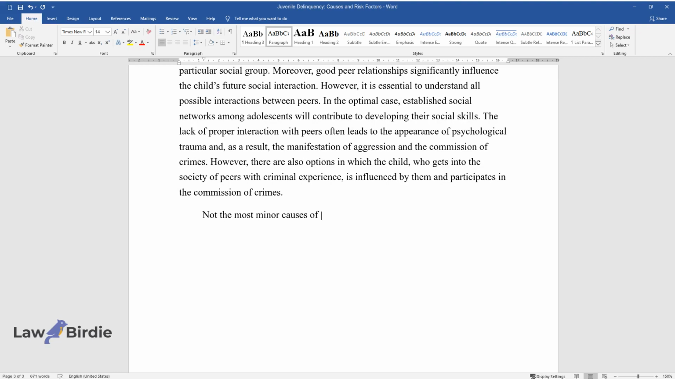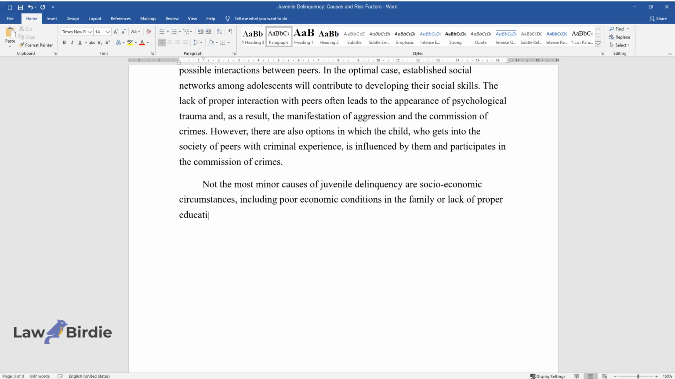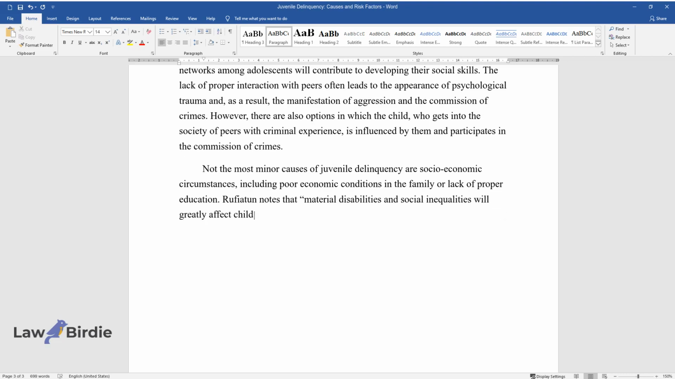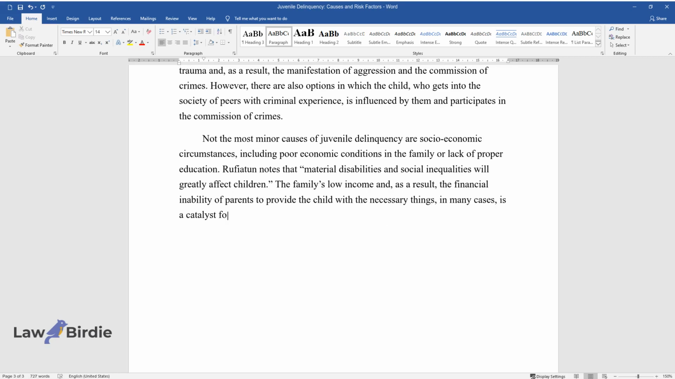Not the least of the causes of juvenile delinquency are socio-economic circumstances, including poor economic conditions in the family or lack of proper education. Rufiatin notes that material disabilities and social inequalities will greatly affect children. The family's low income and, as a result, the financial inability of parents to provide the child with the necessary things, in many cases, is a catalyst for juvenile delinquency.